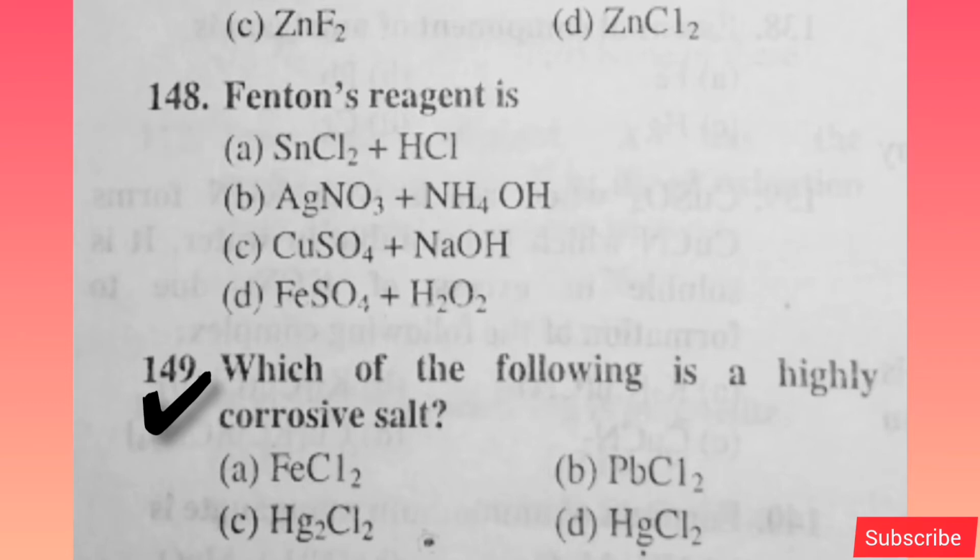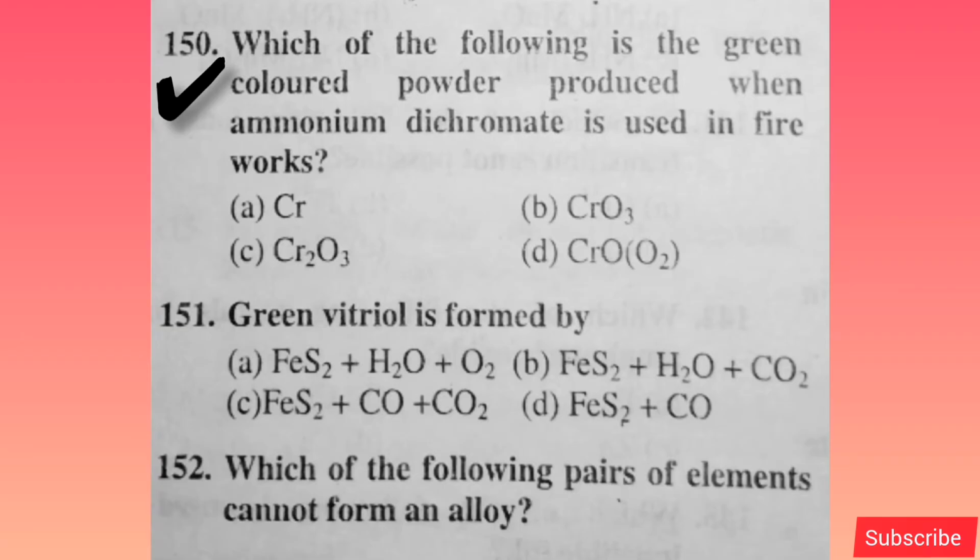Which one of the following is a highly corrosive salt? Option D is correct. Which of the following is the green colored powder produced when ammonium dichromate is used in fireworks? Option C is correct. Green vitriol is formed by? Option A is correct.